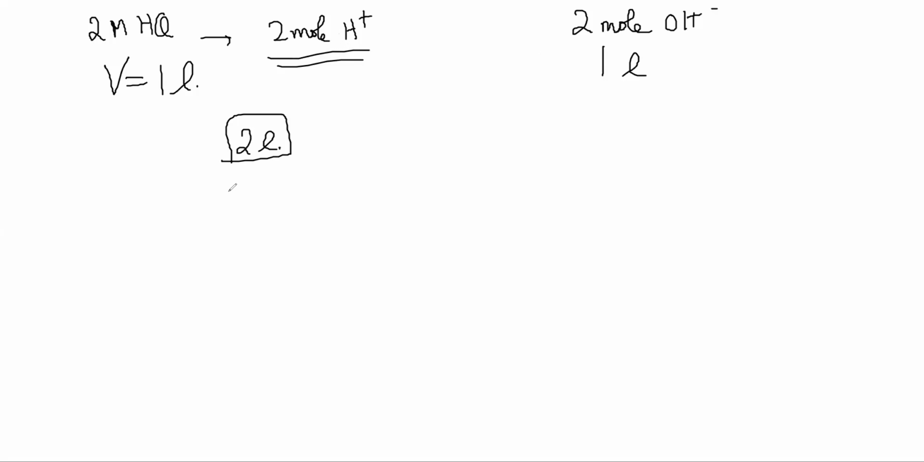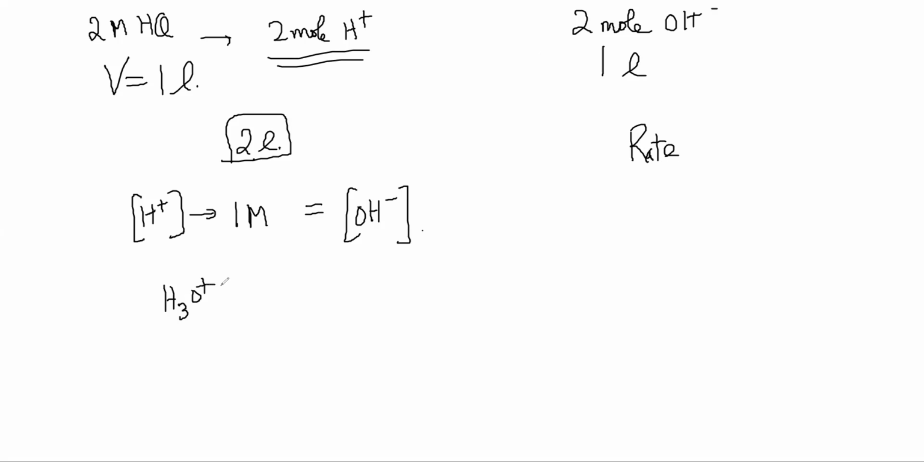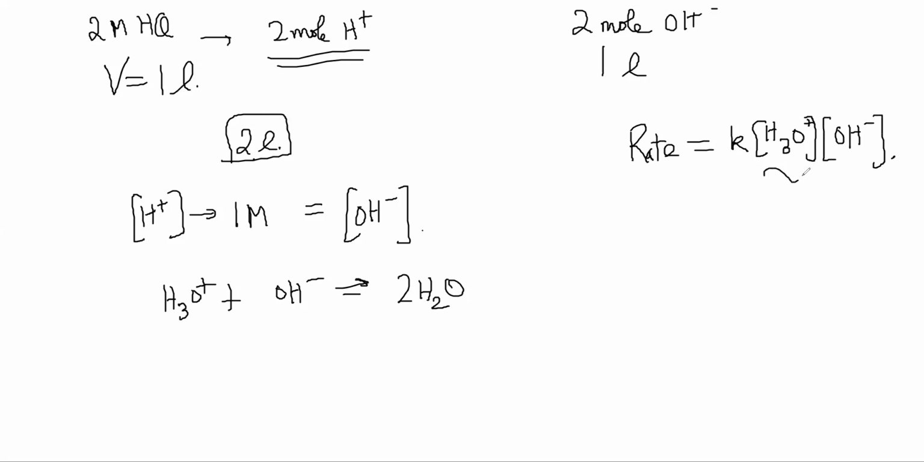So the molarity of H plus in the final solution is 2 moles by 2 liters, which is 1 molar, and the same for OH minus. These are the concentrations right now, and they are going to react with each other, and the rate constant has been given. The reaction is H3O plus plus OH minus gives 2H2O. This is the fast reaction, and it is a second order reaction, so obviously we should have this.